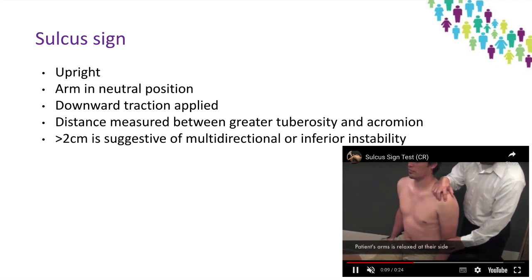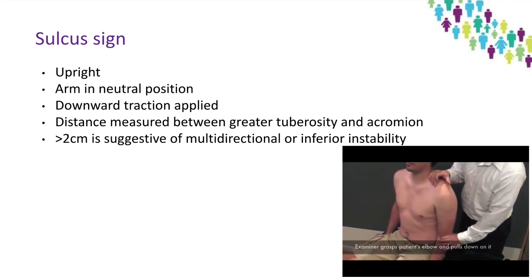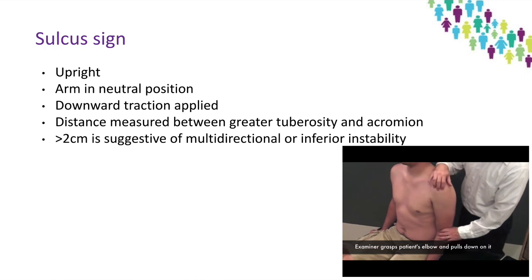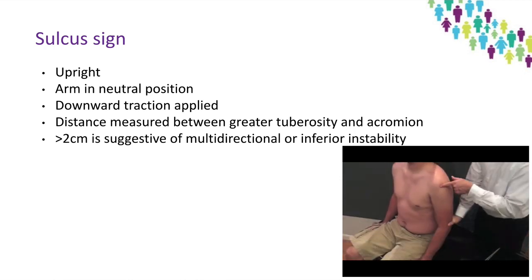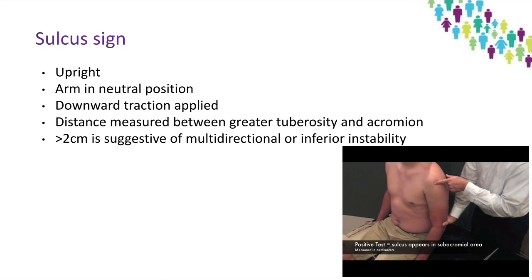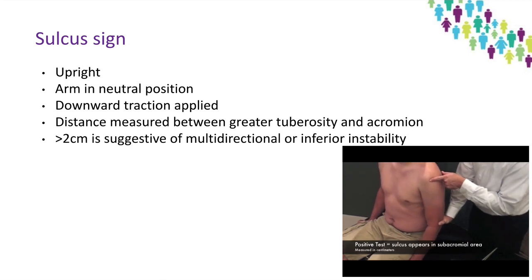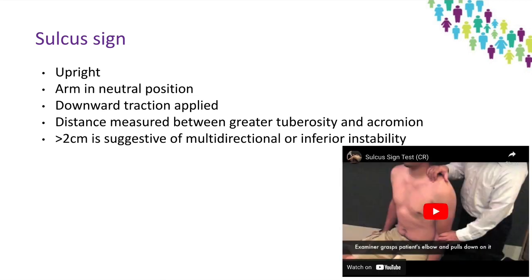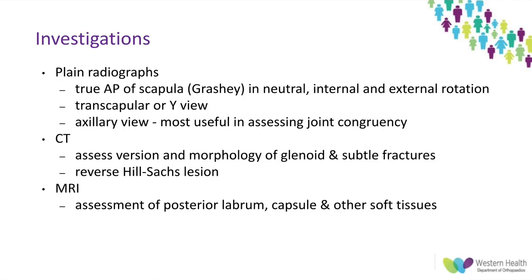Finally, the sulcus sign. Again, the patient is upright, the arm is put in a neutral position, and a downward traction is applied. The distance between the greater tuberosity and the acromion is measured, and if it's more than 2 centimeters, it's suggestive of multidirectional or inferior instability.